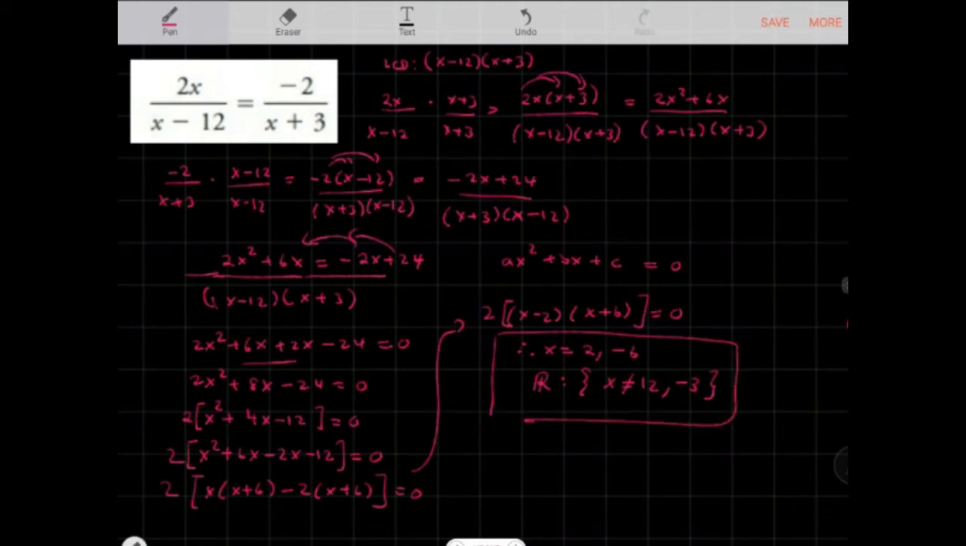And that's how you can basically solve these rational equations just by basic algebra, right? So expanding, factoring, finding a common denominator, and then solving.